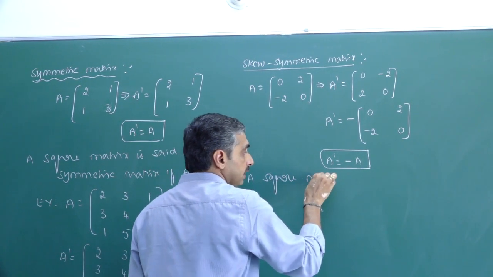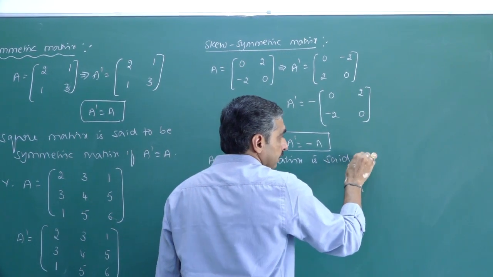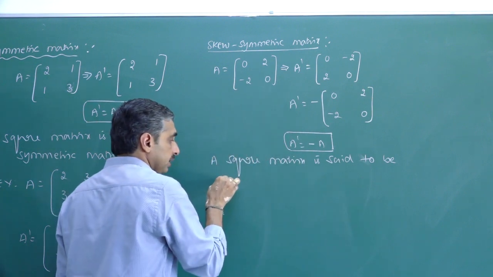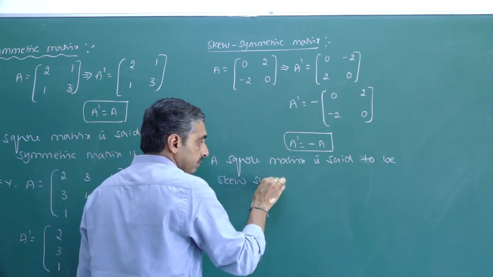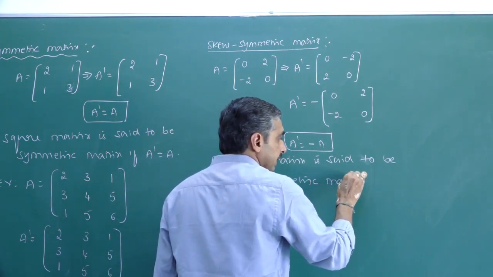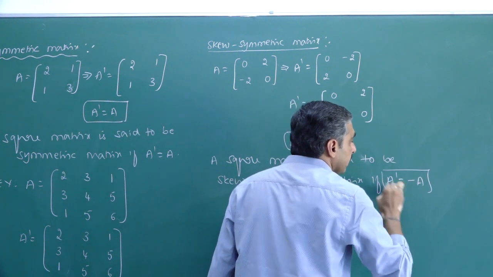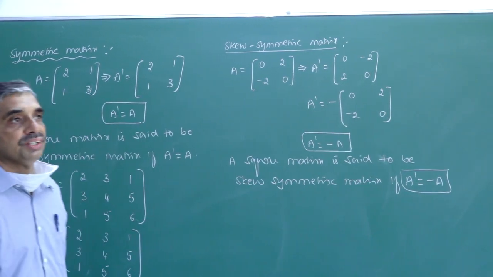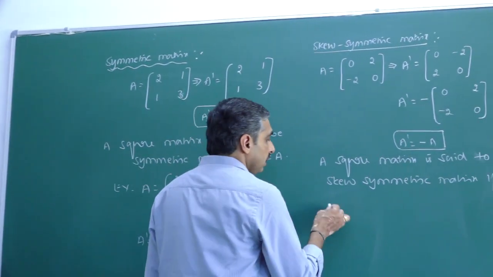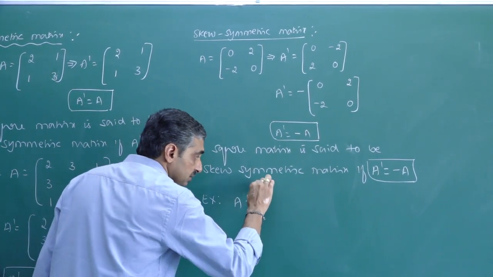A square matrix is said to be skew symmetric matrix if A transpose is equal to minus A, very important. If A transpose is equal to minus A, then the matrix is said to be skew symmetric. I'll write a third order matrix, one more matrix for this skew symmetric.